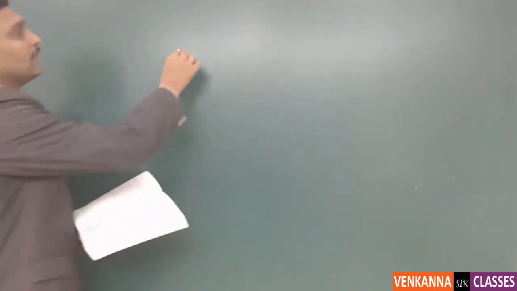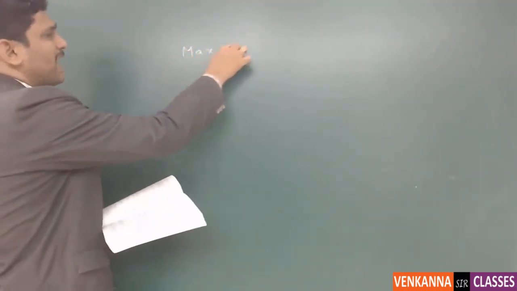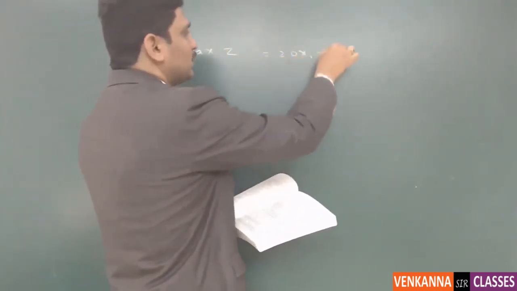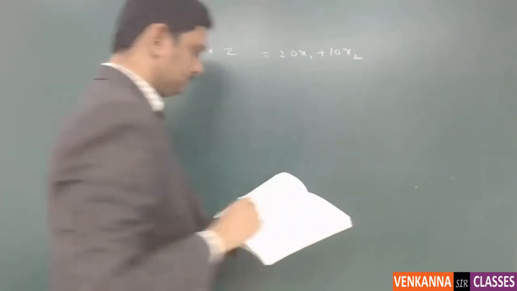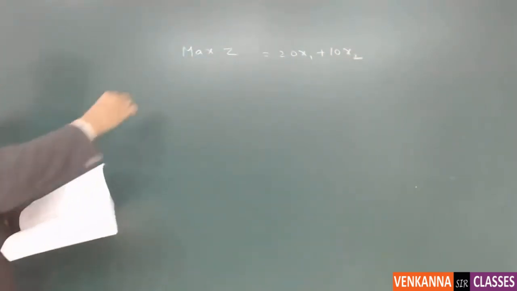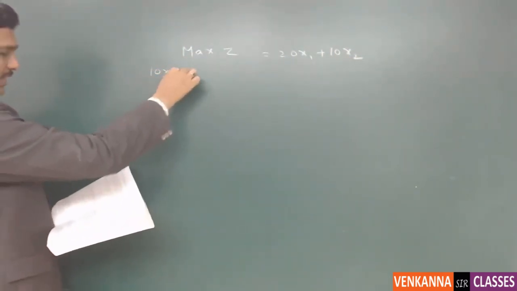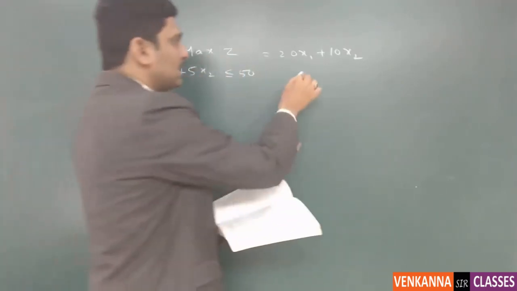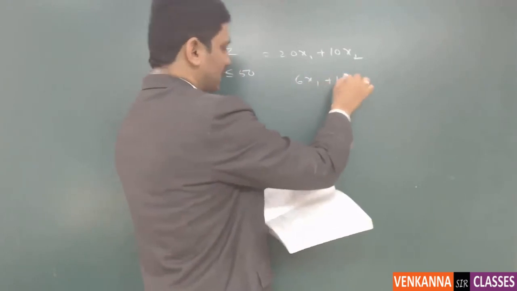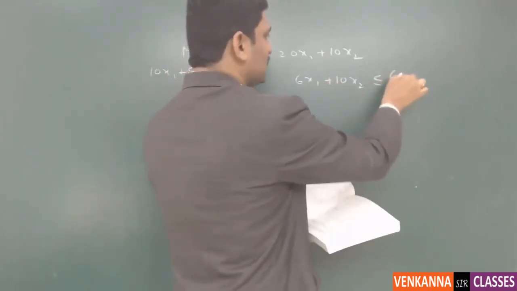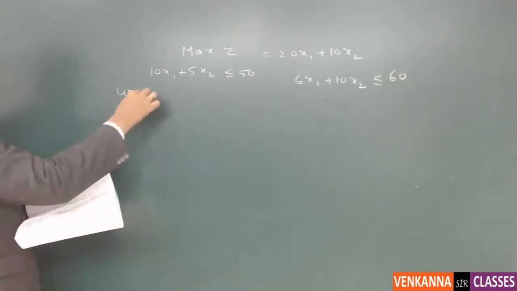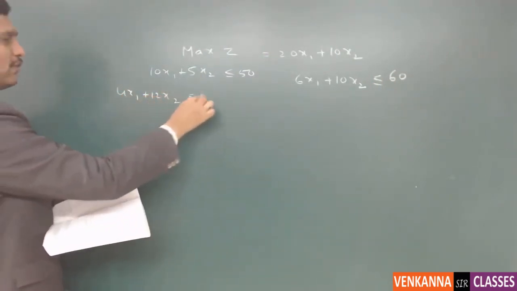Now see, let us take the problem: maximize z equals 20x1 plus 10x2, subject to the constraints 10x1 plus 5x2 is less than or equal to 50, 6x1 plus 10x2 is less than or equal to 60, and 4x1 plus 12x2 is less than or equal to 48.